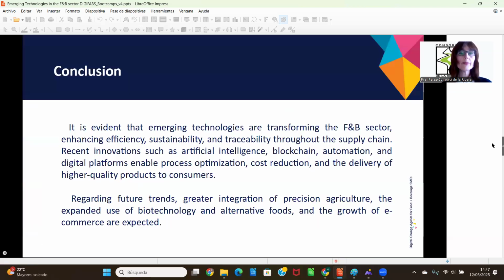As a conclusion, to wrap up, emerging technologies are transforming society and the food and beverage sector in particular by improving efficiency, sustainability, and traceability across the entire supply chain. Innovations such as AI, blockchain, automation, and digital platforms enable process optimization, cost savings, and higher quality products for consumers.